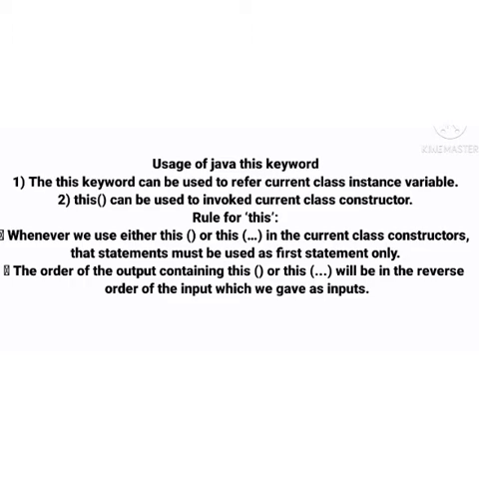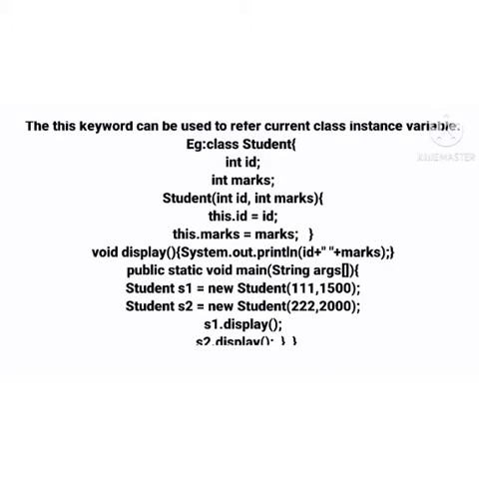The order of output containing this will be reversed relative to the order of the input which we give. Here the this keyword is used for referring to the current class instance variable, and it is used to invoke the current class constructor, because it is used to represent a particular class variable or particular method variable, and it is used to invoke the constructor also.